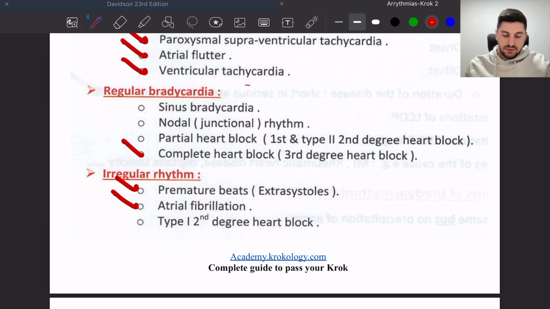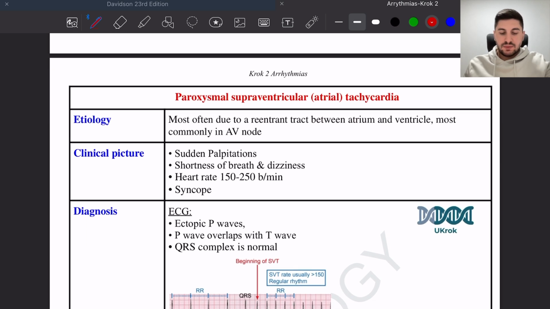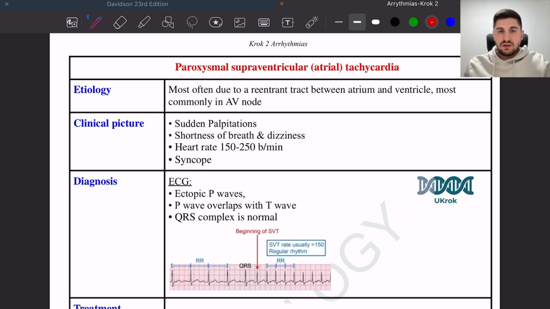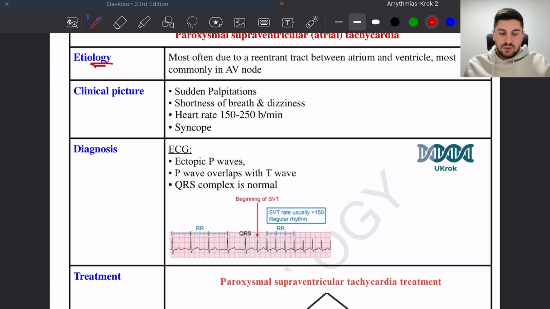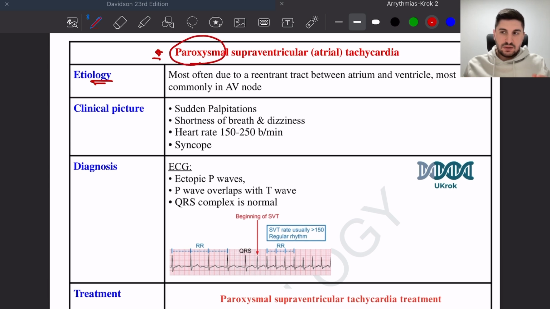Let's start with the first arrhythmia for today, which is paroxysmal supraventricular tachycardia. From its name, it's an arrhythmia that starts in the atria, in the supraventricular area, either the atria or the sinoatrial node. The etiology is a reentrant tract. This is just for general information. When you see the word paroxysmal, the heart rate will be between 150 and 250. It's always like this in these questions. So when you see a heart rate between these two numbers, 150 to 250, think about paroxysmal tachycardia.